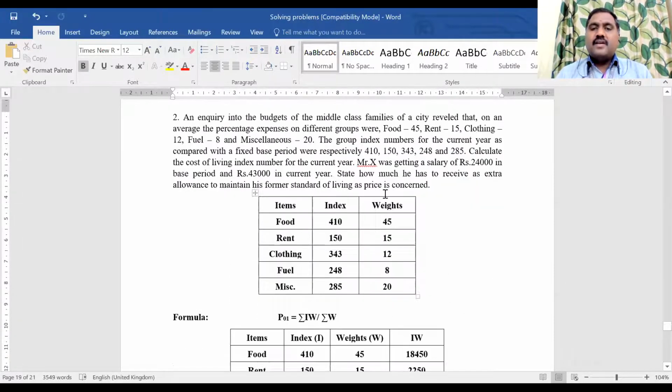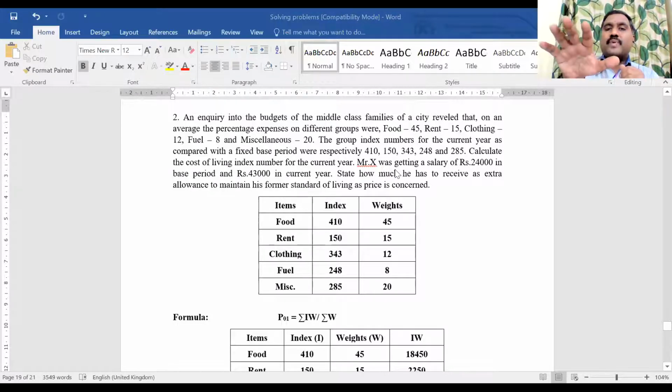See the adjustment. Mr. X. Okay, there is a person called Mr. X. He is getting a salary of 24,000 base pay. That means maybe 2 years back or 3 years back, we don't know. But his previous salary is 24,000. But at present he is getting 43,000. So you can know the difference in the salary. Okay, but they didn't ask what the difference in salary is. They are asking what extra allowances should be there to maintain a standard of living.